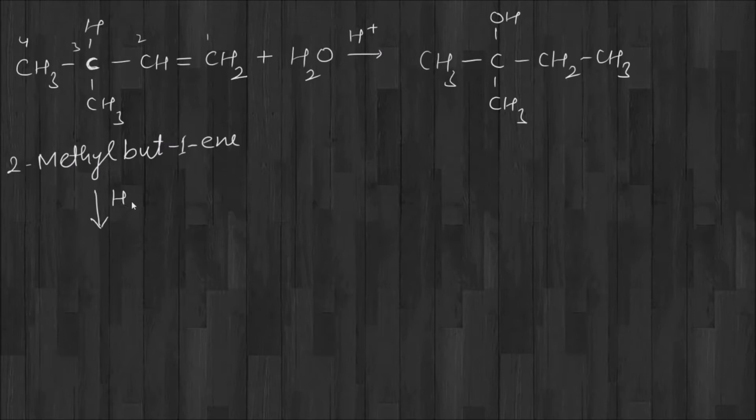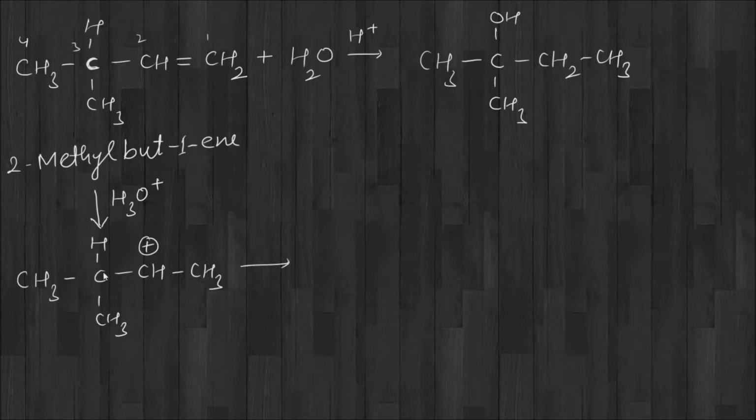H2O plus H3O plus will attack the alkene, an electrophilic attack, and lead to the formation of a carbocation. So obviously the carbocation formed is this one, but its next carbon is tertiary, and that's why this hydrogen will shift towards this carbocation and we get a tertiary carbocation, which is more stable than the secondary carbocation.